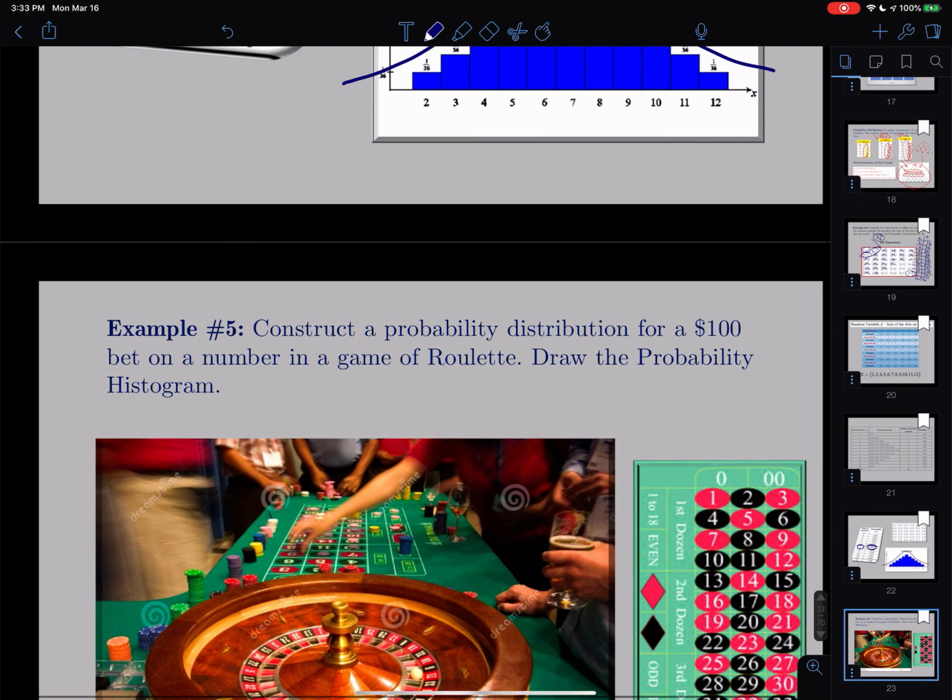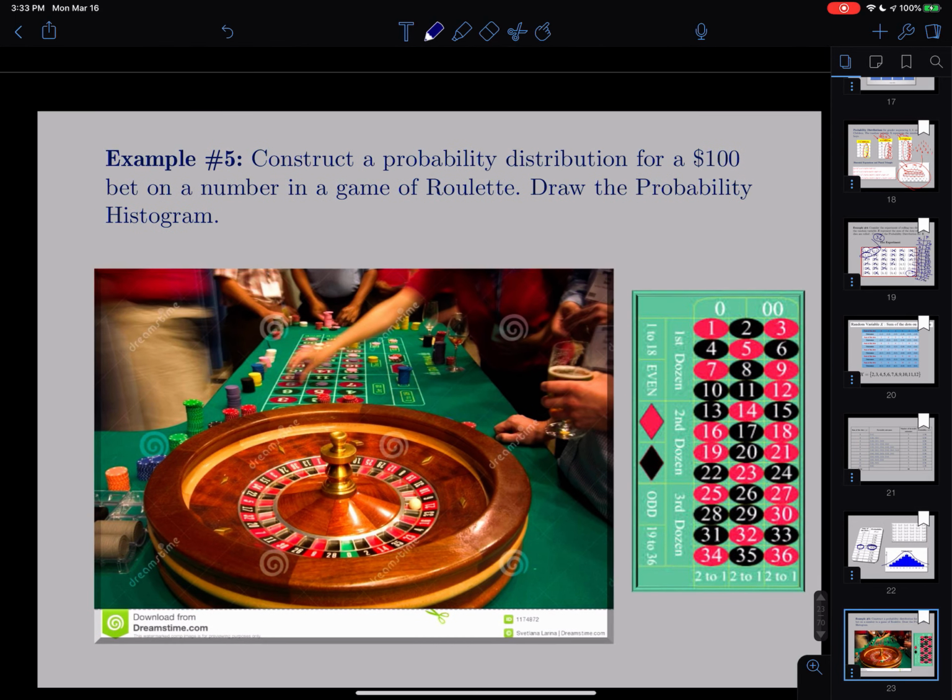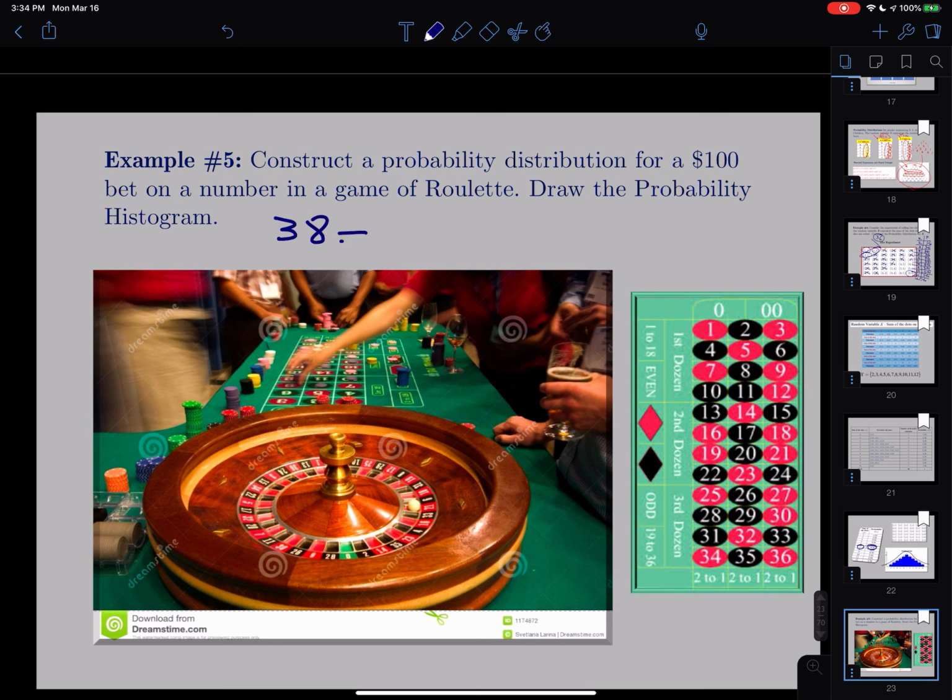Now let's look at this question here. It's asking us to construct a probability distribution for a $100 bet on a number in a game of roulette. All right, well, in order for us to do this, we obviously don't need to be an expert in playing this game. I'm only focusing on betting on a number. You could do a lot of different betting in this game, but we're not teaching you gambling. We're just using an example of this, so I'm only going to be assuming that my only way of betting would be betting on numbers. And all you have to know at this point is that in this game, there are 38 numbers to bet on.